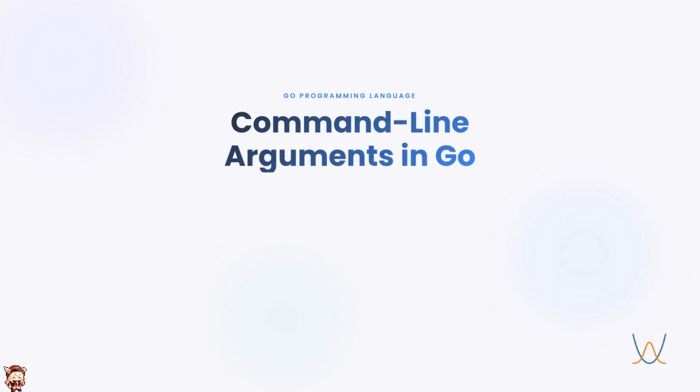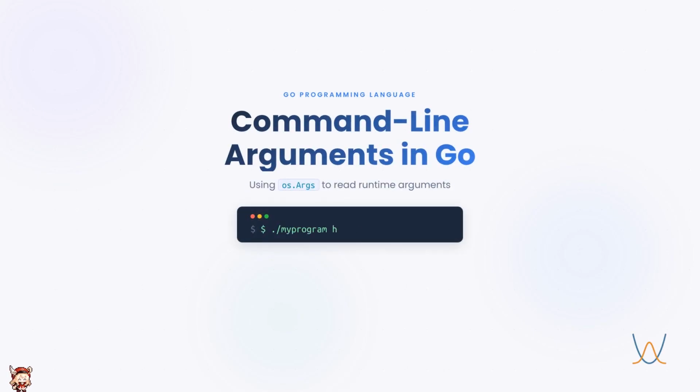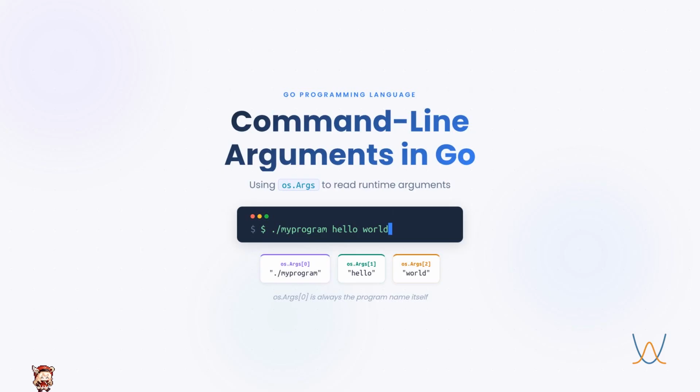Command line arguments in Go. When you run a Go program from the terminal, any values you type after the command name are called command line arguments. These are made available to your program through a variable called args, which lives in the OS package. You access them as os.Args.